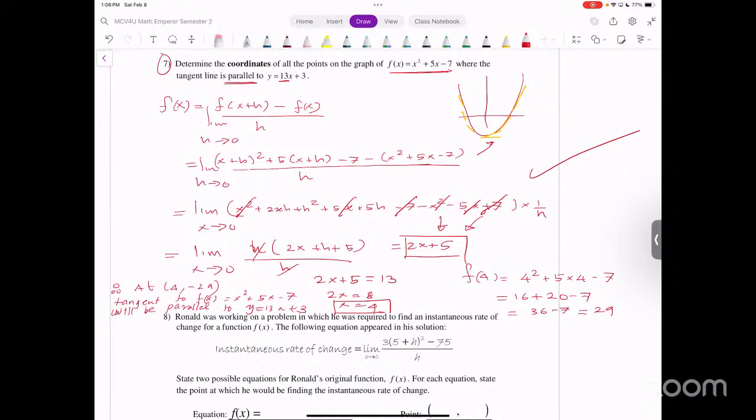If you got positive 29 when you subbed it in, why is it minus 29 at the point?